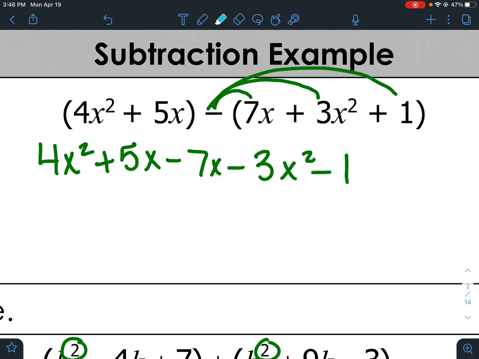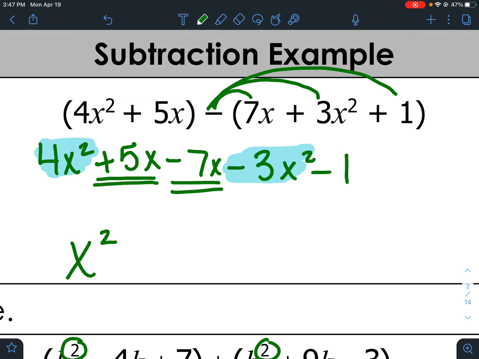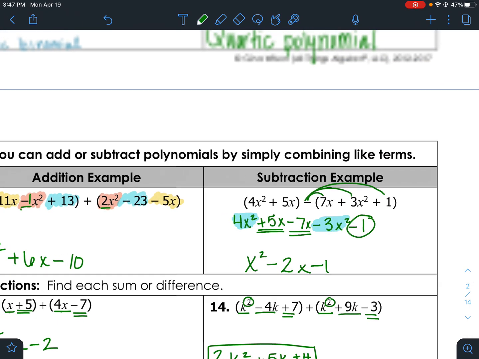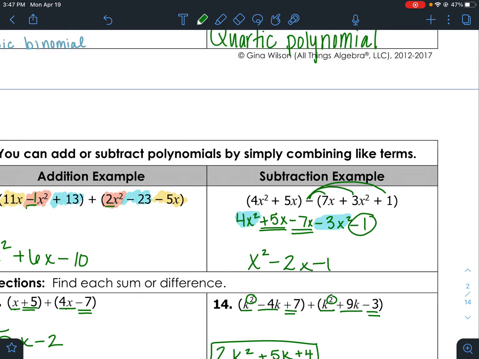I'm going to do the same actions that I did when I was adding. Combine my terms that have the same variable to the same exponent. Make sure you take the sign in front. So 4 minus 3 is just x squared. 5x minus 7x is negative 2x. And this negative 1 has nothing to combine with, so we're just going to place it at the end. All right, let's try some more examples of subtraction.